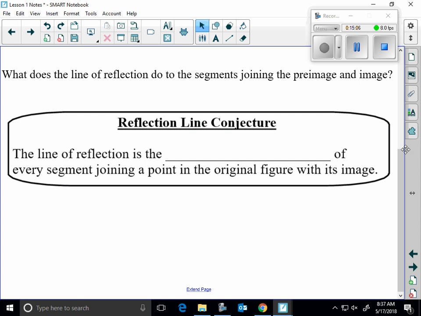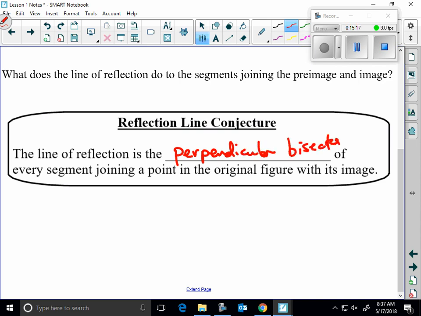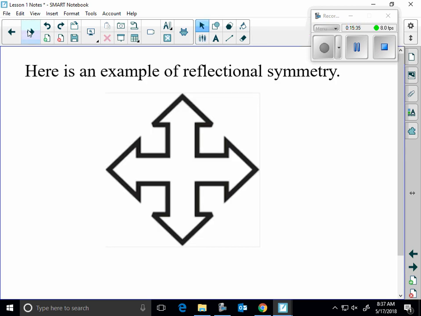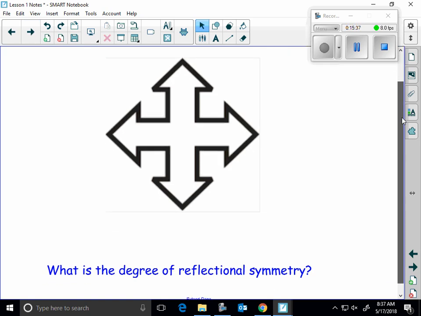But the line of reflection is the, what do we call it? Perpendicular bisector. It's the perpendicular bisector of every segment joining a point in the original figure with its image. This original figure, just so we get used to the wording, is called the pre-image. Pre-image. Excellent.